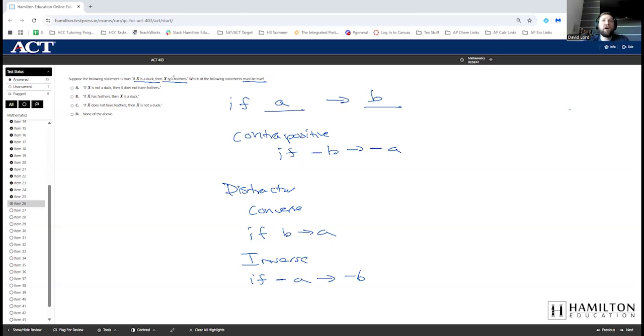So we're looking for not feathers, then not duck. Well, this one says not feathers, then not duck. So that is the correct answer. Let's look at the other two. A is not duck, then not feathers. That is the inverse, which is sometimes true, but not always true. B is the converse. That is sometimes true, not always true. So they're kind of tricky, but they always follow this template. So keep an eye out for that.